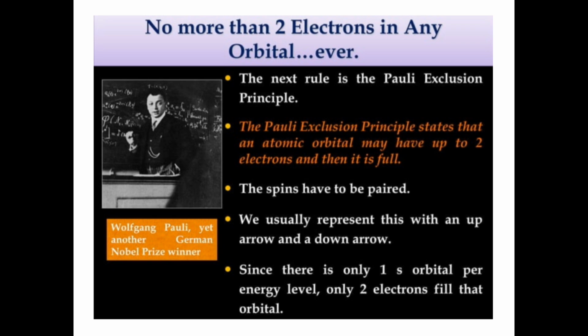So what does this mean? That means that the spins have to be paired. We usually represent this with an up arrow and a down arrow. Since we have only one s orbital per energy level, only two electrons can fill that orbital. So what is Pauli saying generally? Pauli is helping us to ensure that we pair the spin. Once one goes up, the other comes down. That means we cannot have two in a particular orbital going up at the same time. One must go up and the other must face the opposite direction. That is what Pauli is trying to say.